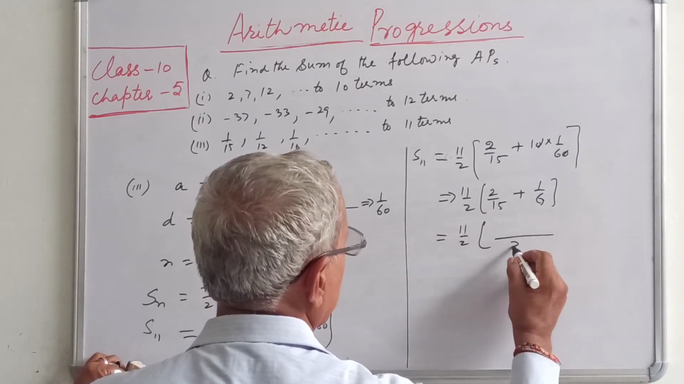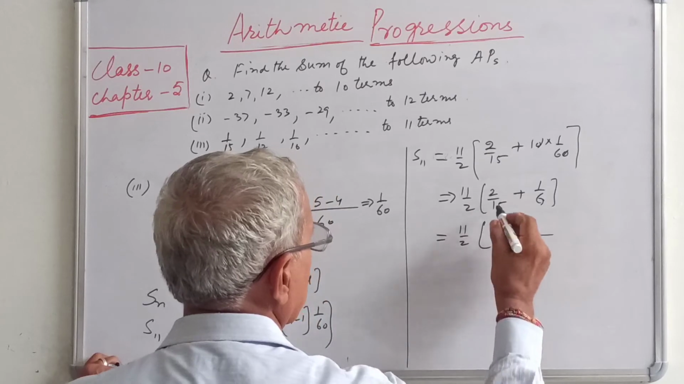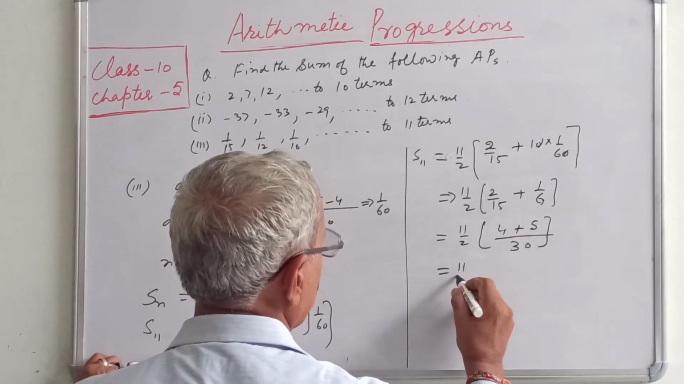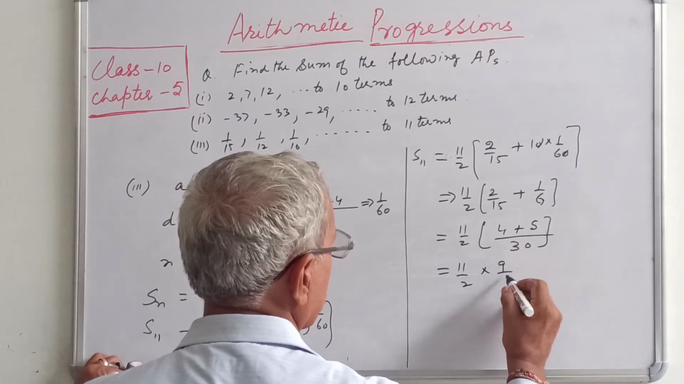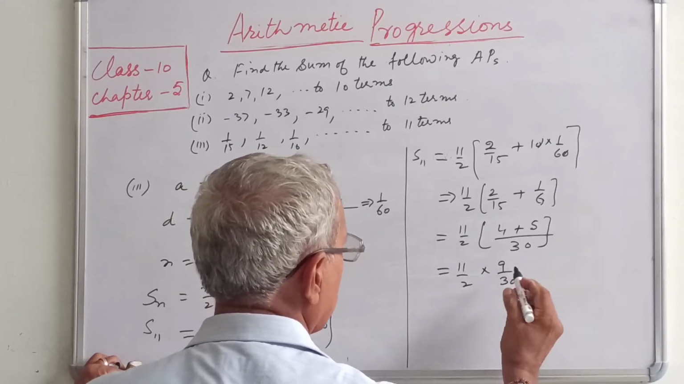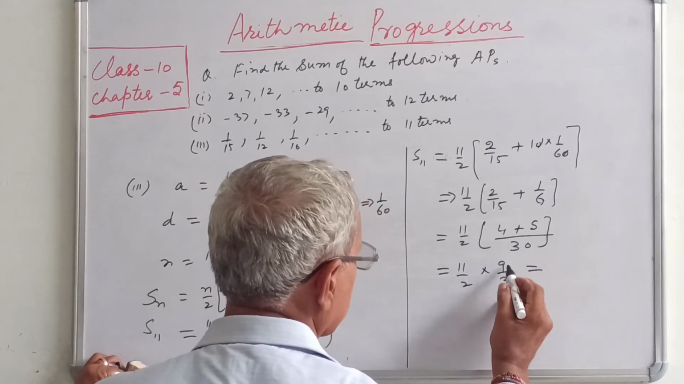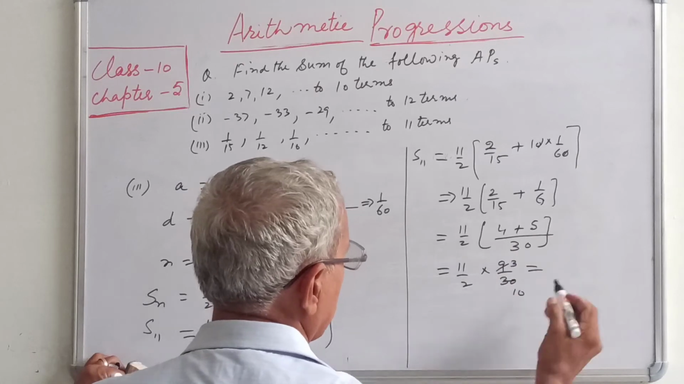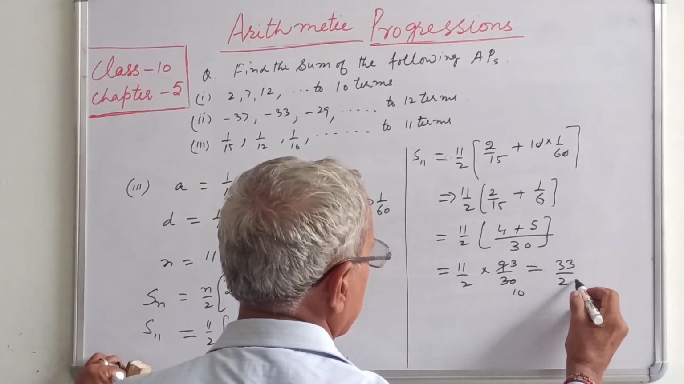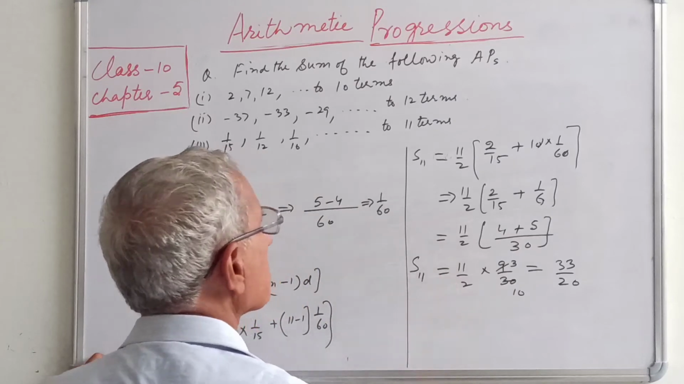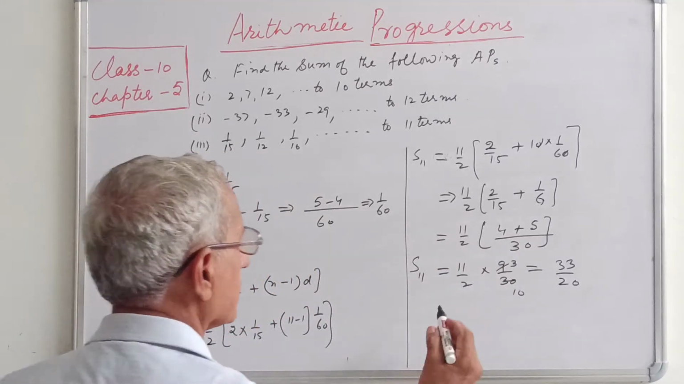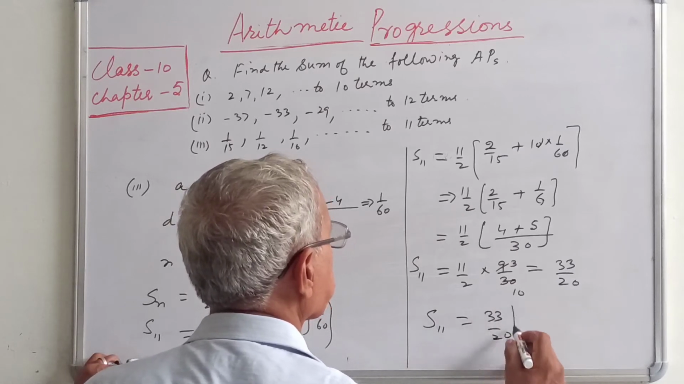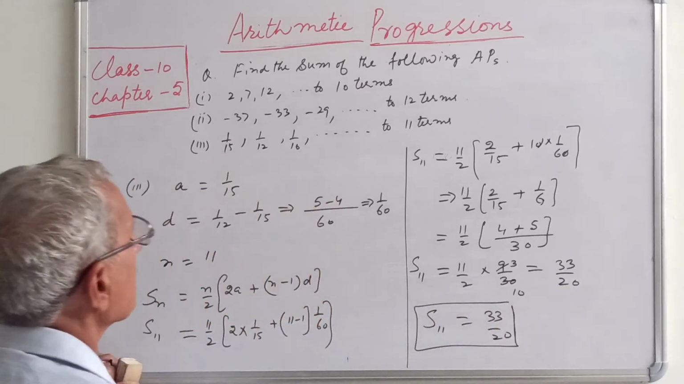अब इसका एलसीएम हुआ 30, तो आ गया 4 प्लस 5. So 11 upon 2, 9 upon 30. तो ये 3 से कैंसिल हो जाता है, 3 से कटिंग हो जाएगी, तो आ गया 33 अपॉन 20. So S11 will be 33 upon 20. So this is the answer for the third part.